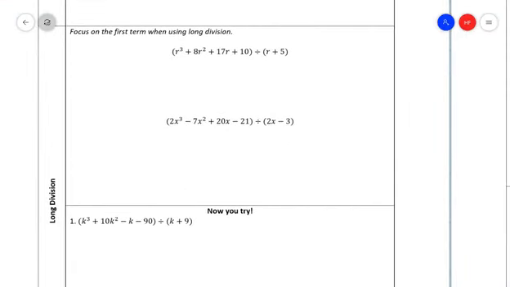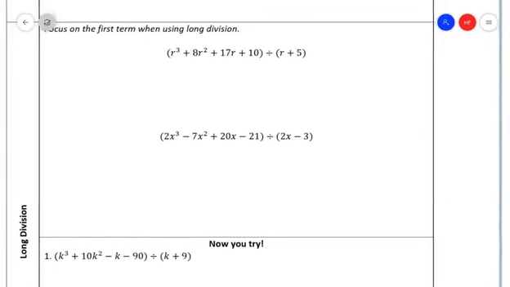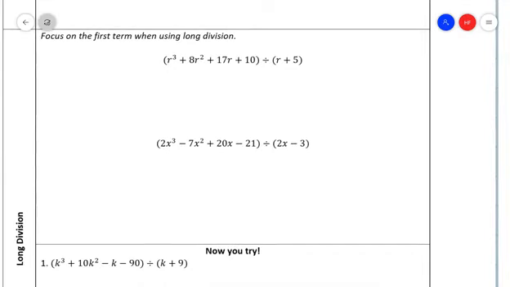The next topic we're going to be going over is long division. So when we are using long division, remember we're going to focus on that first term, whatever it is, and that's what we're going to be checking to see how many times it would go into blank. So on these, we also have to make sure that all of our powers are there. We go 3, 2, 1, constant, so everything's here. And r plus 5 goes on the outside.